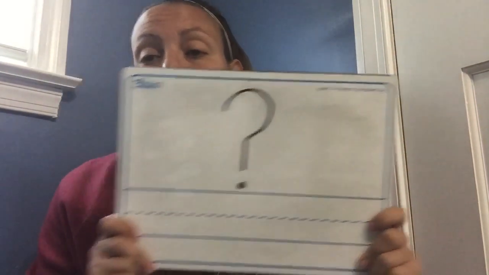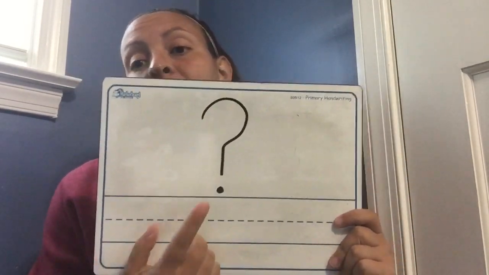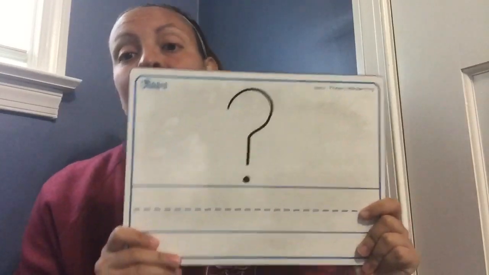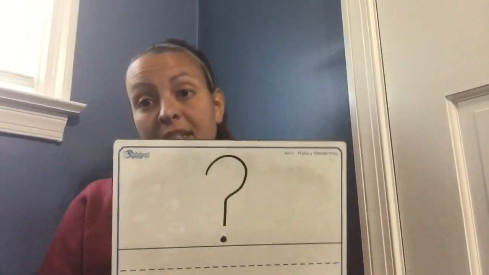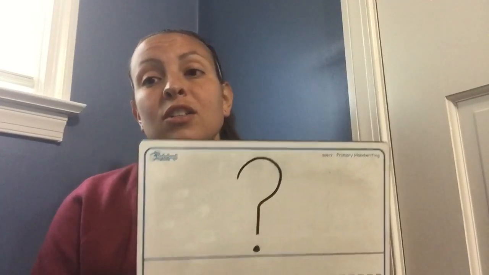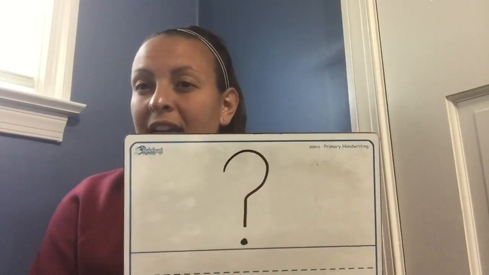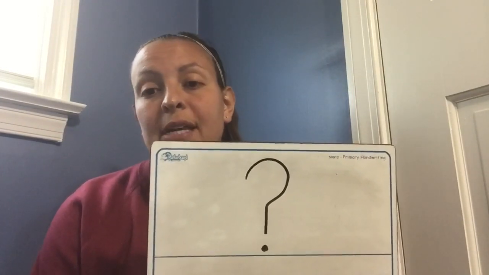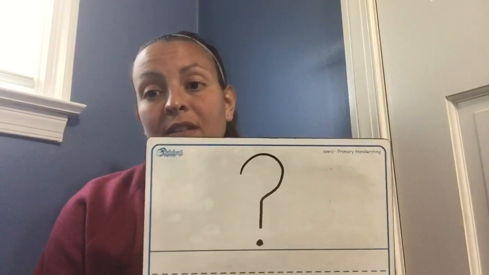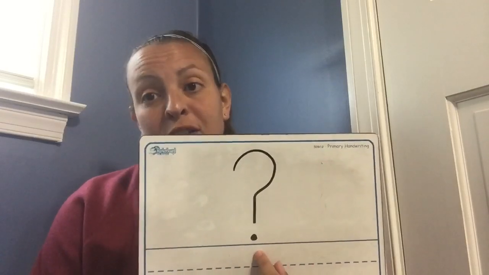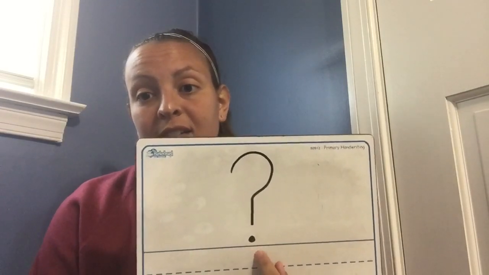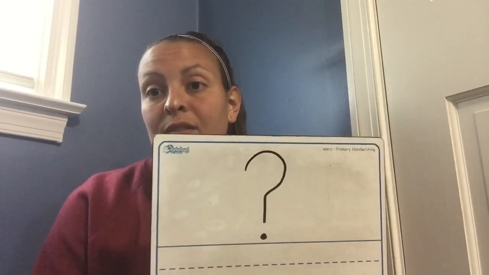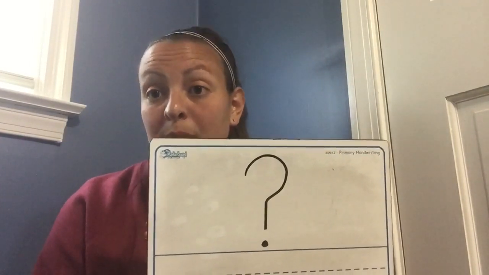This is a question mark. And you use this at the end of your sentence if you're asking a question. Now, when you're asking a question, the person you're talking to usually has to give you an answer. So an example of a question would be, what is your favorite color? A question mark would come at the end of that sentence because you would have an answer for that. What is your favorite color? My answer would be blue.